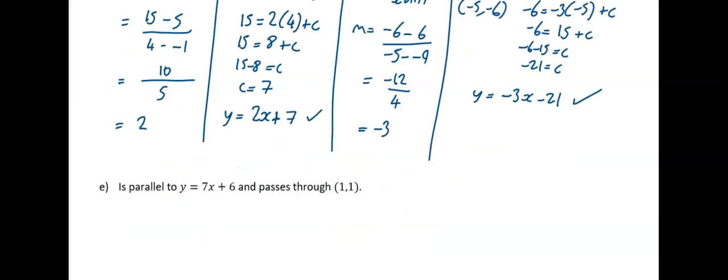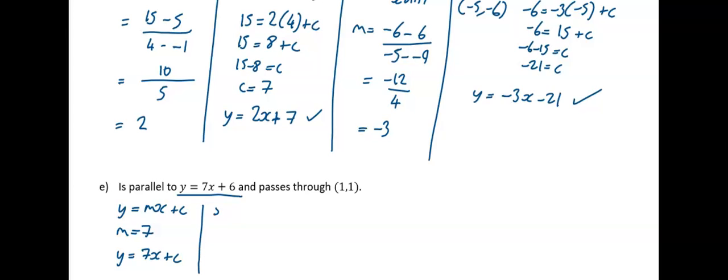Okay, last example, it really refers back to your previous video, which was on parallel lines. So it says find the equation of a line which is parallel to y equals 7x plus 6 and passes through (1, 1). Again, write down the general equation of our line, y equals mx plus c. If our line is parallel to this one, then it has the same gradient. So the gradient of y equals 7x plus 6 is 7. So m equals 7. So what we know already is our line is y is equal to 7x plus c.